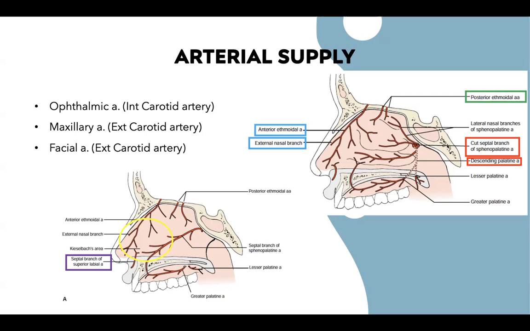This area circled in yellow in the photo is the area of major anastomosis of several arteries, and the area most susceptible to epistaxis or nosebleeds.